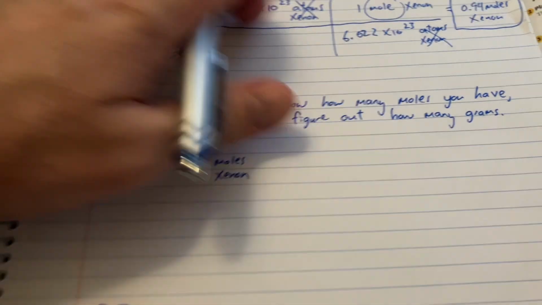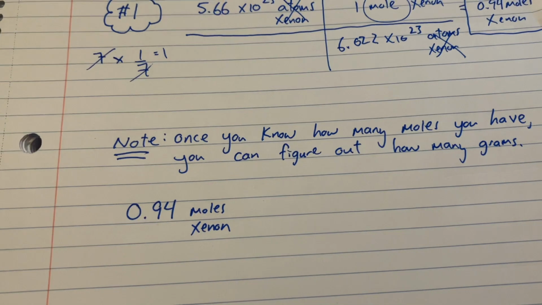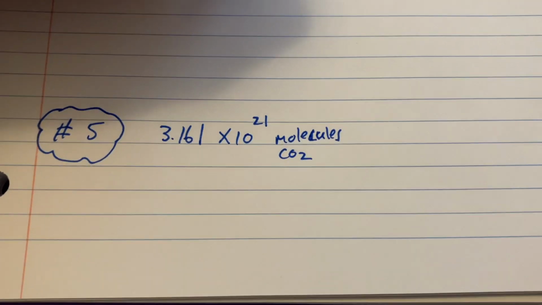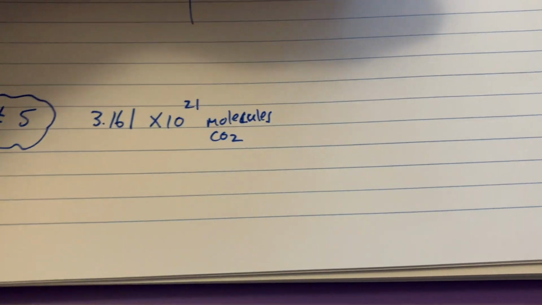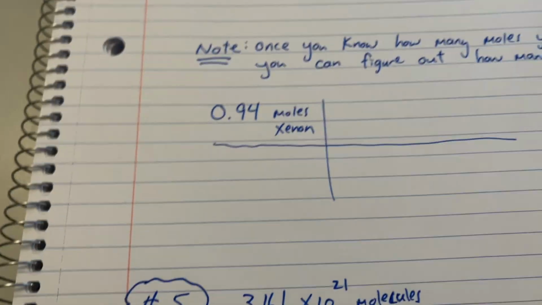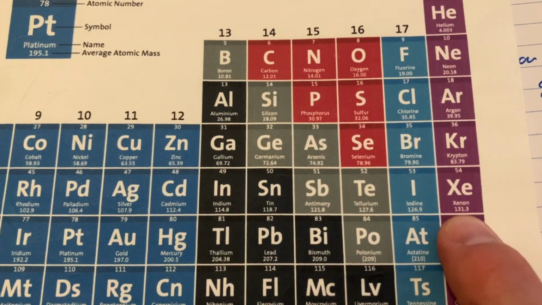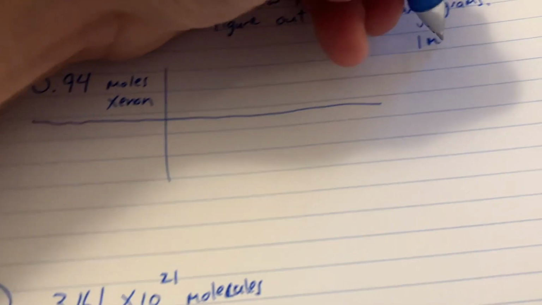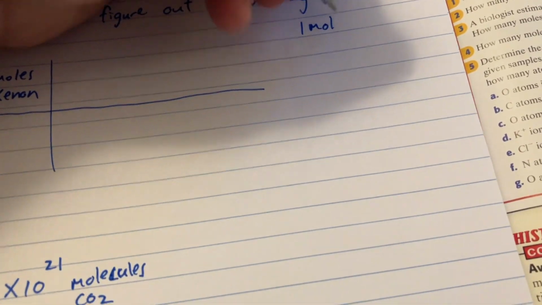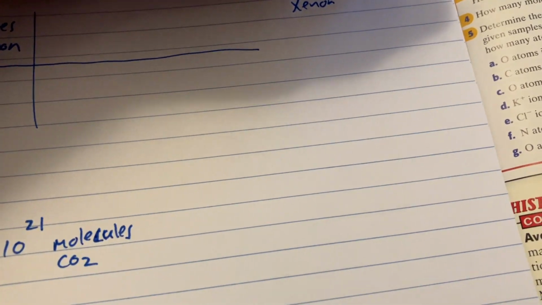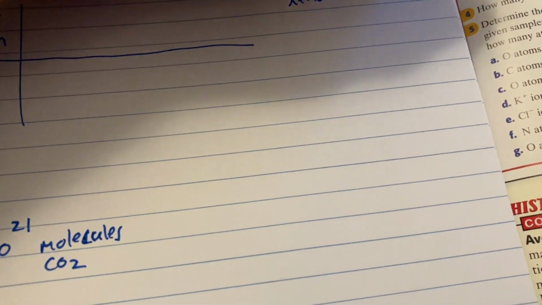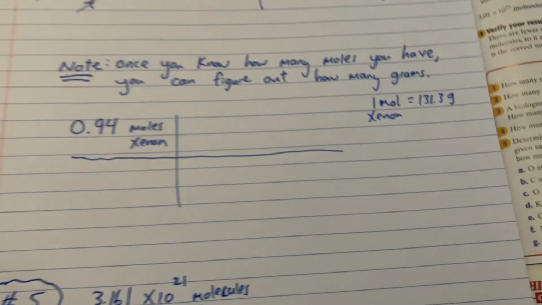So this is just a side note. This is not on your homework today, but I'm just showing you the next step. So once you have moles, you'd say, all right, let's do a little crisscross here. And we're just going to use the fact that in a mole of xenon, it's 131.3 grams. So I'm just going to write that down off to the side here. 1 mole of xenon equals 131.3 grams. I'm just holding my phone. I don't have my stand for it. So you have to use that fact.